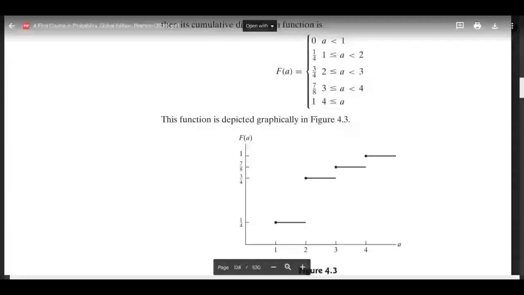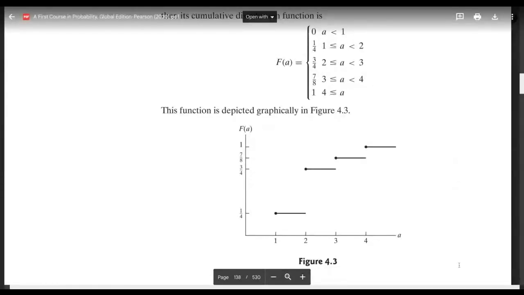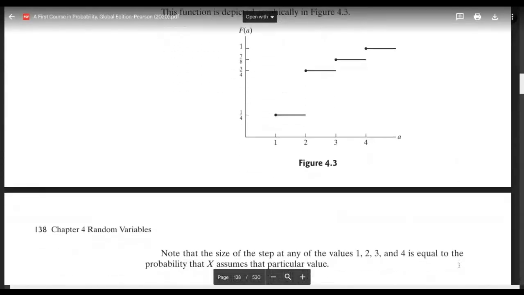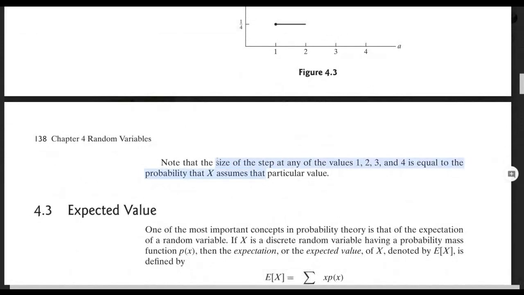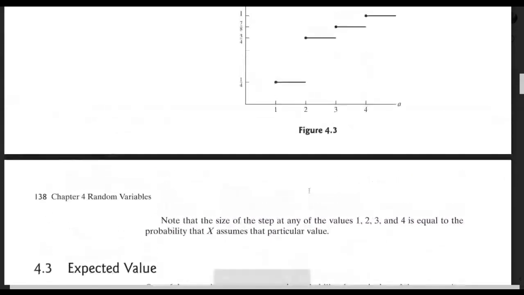Does anyone have any questions? Okay, note the size of the step at any of the values 1, 2, 3, 4 is equal to the probability that X assumes at the particular value.